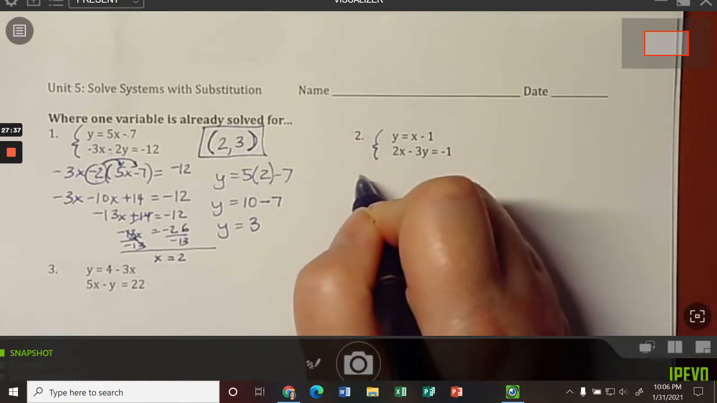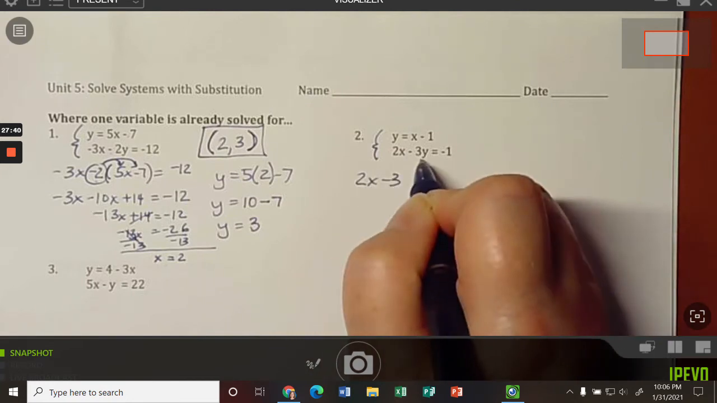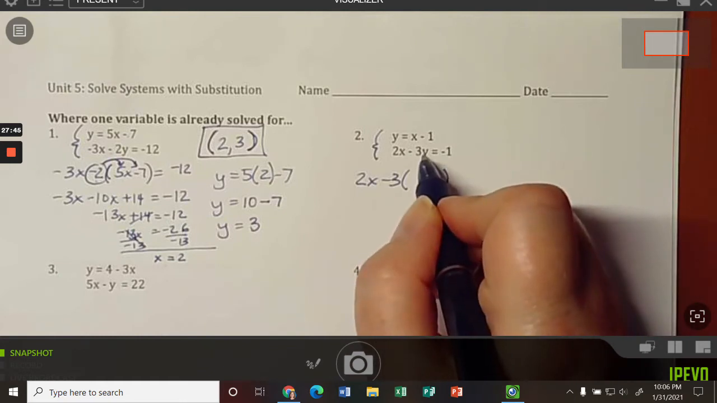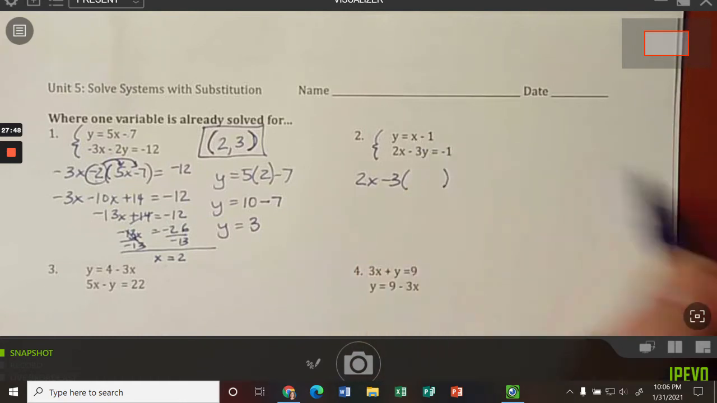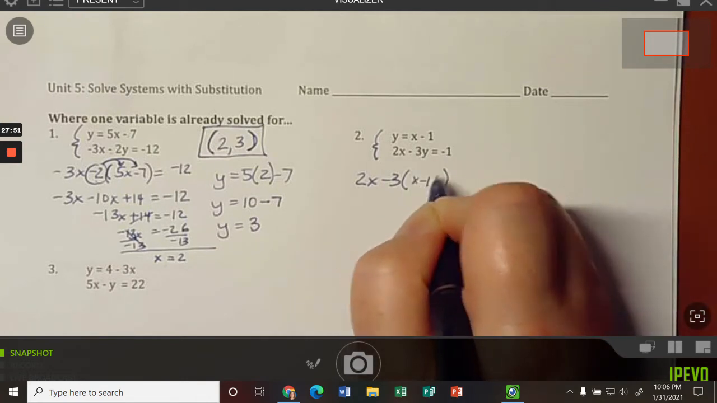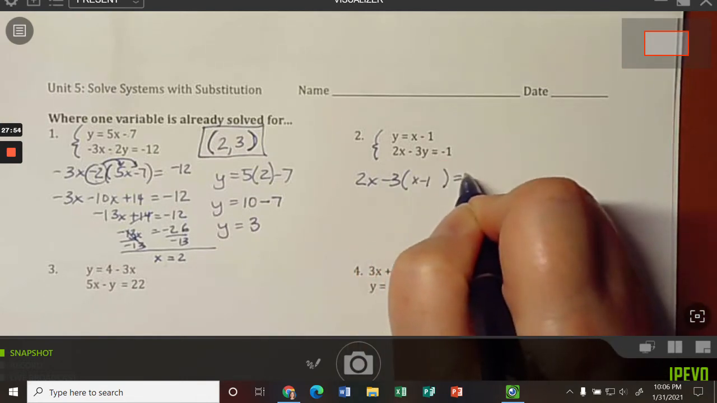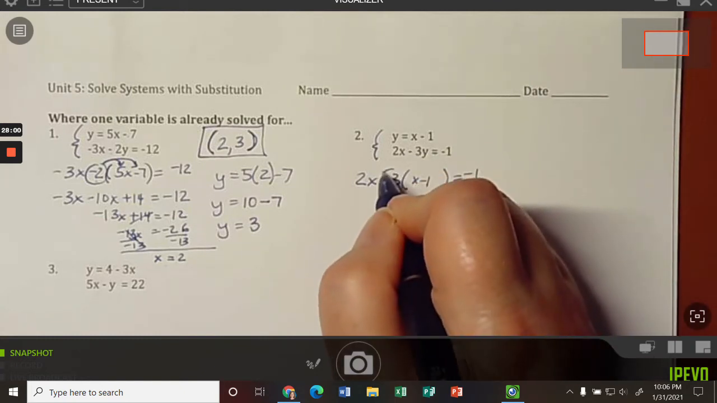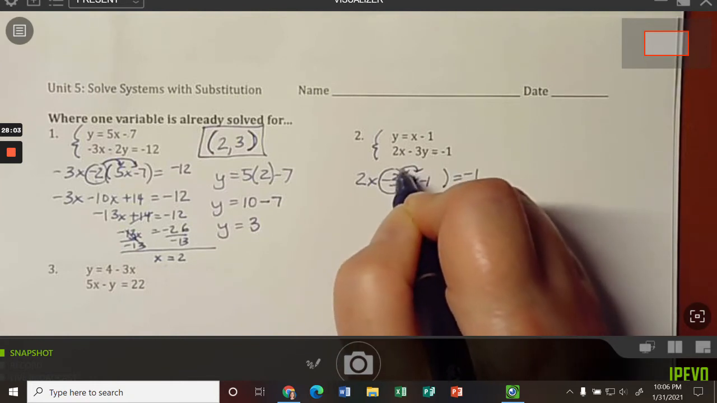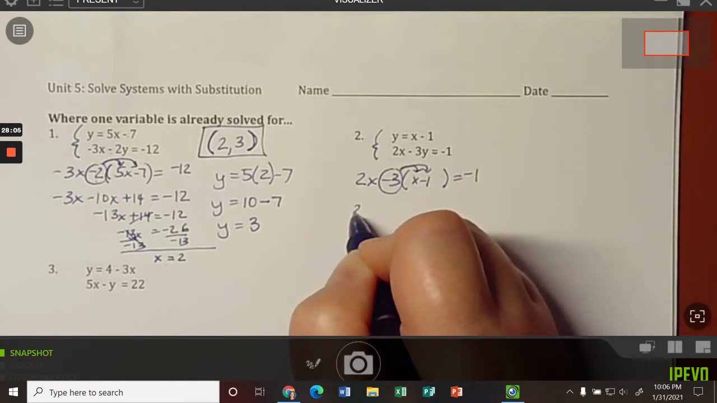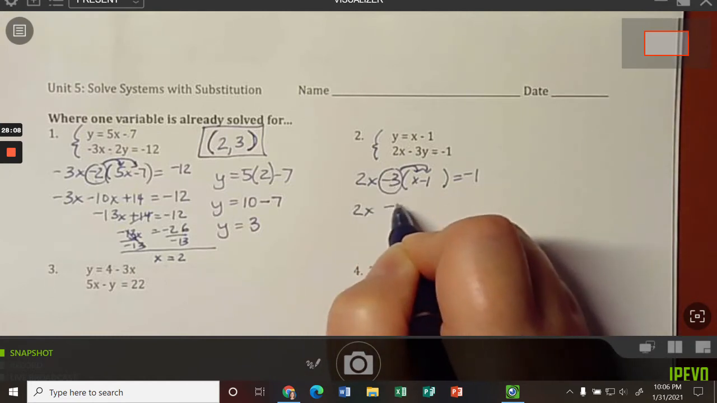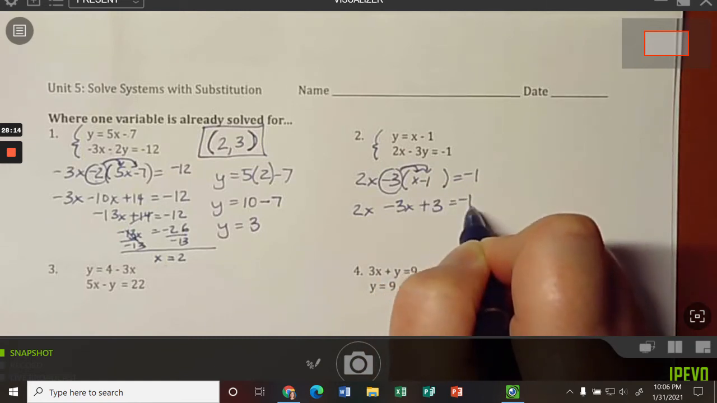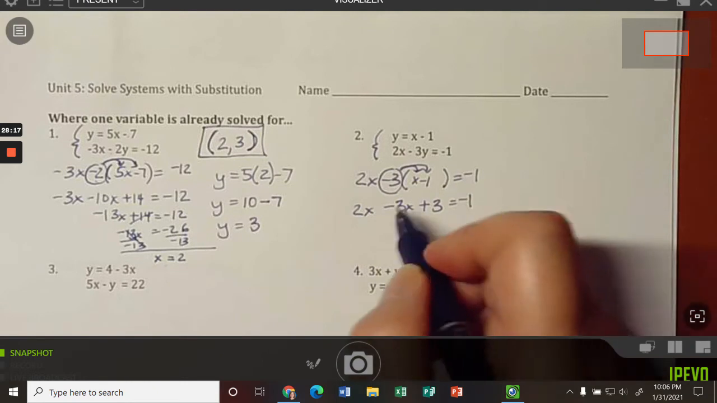So 2x minus 3, but instead of saying minus 3 times y, we're going to say minus 3 times, and then where the y was, we're going to substitute x minus 1 instead of the y. X minus 1, and then bring down the equals -1. Okay, so again, we need to distribute, and we do have a negative to distribute, so we're distributing -3 over the quantity x minus 1. So we have 2x, then -3 times x is -3x, and -3 times -1 is plus 3, and then bring down the equals -1.